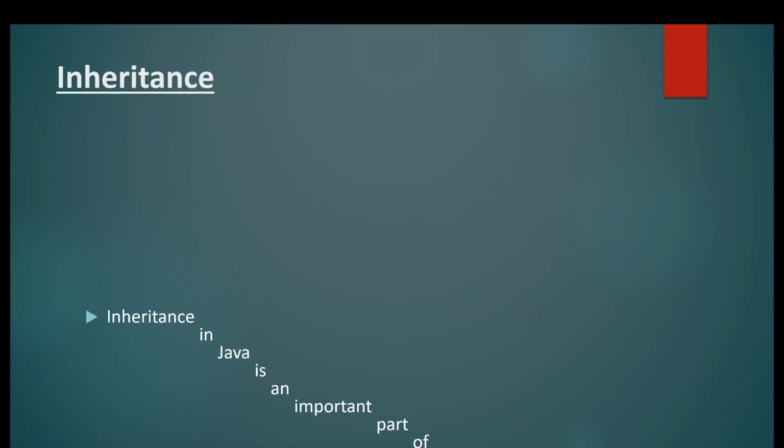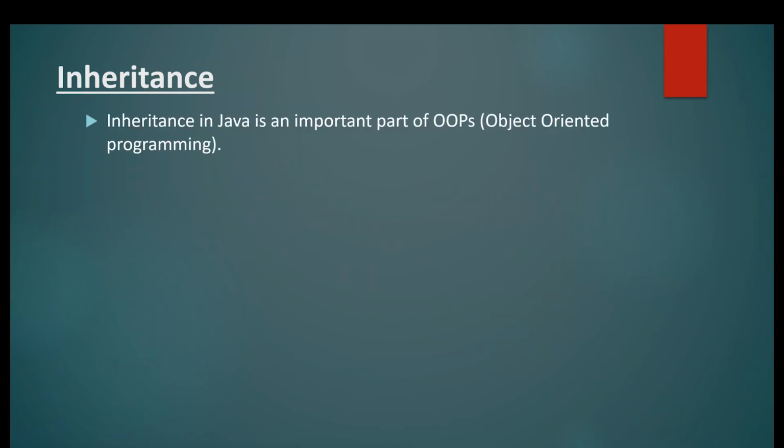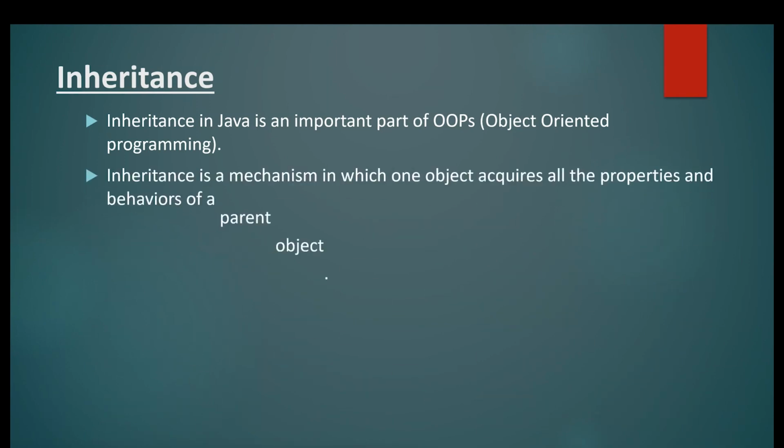When we talk about inheritance, that is the first point that I told you. Inheritance in Java is the most important part of object-oriented programming. Coming to the second point, inheritance is a mechanism in which one object acquires all the properties and behaviors of the parent object. Here we have a term called parent object, which simply means that let us say you have written a class A and you have written a class B. If class B is extending class A, it means class B is a subclass of class A. Means class B is a child class of class A, and class A will always be called the parent class or superclass to class B.